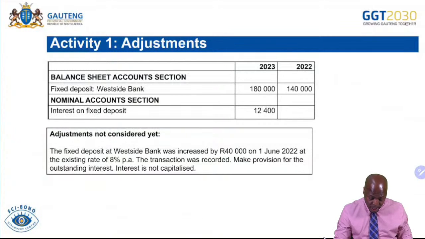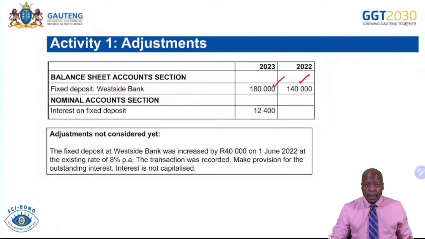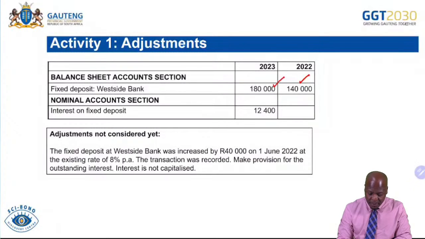And it reads, fixed deposit from West Side Bank. Okay, so we have a fixed deposit. In 2022, it was 140,000, and then it became 180. That means the fixed deposit has increased. All right, then the interest on fixed deposit that we've received is 12,400. This is the interest that we have received. Adjustments not yet considered. The fixed deposit at West Side Bank was increased. Okay, now that explains why here we have 140 and here we have 180.